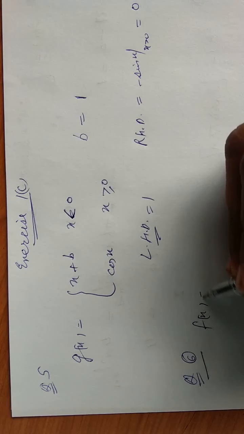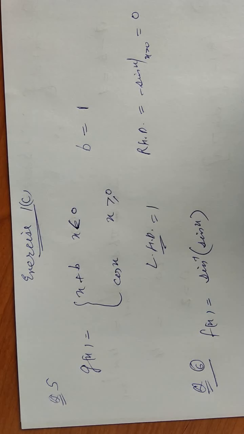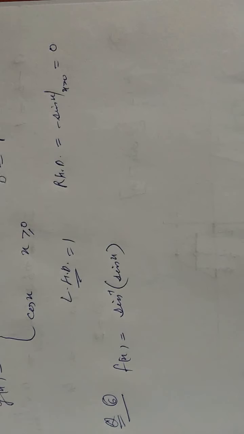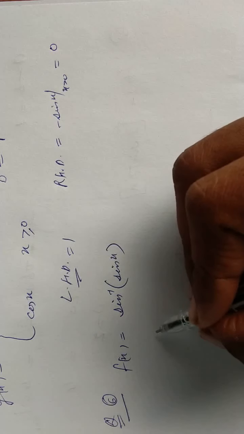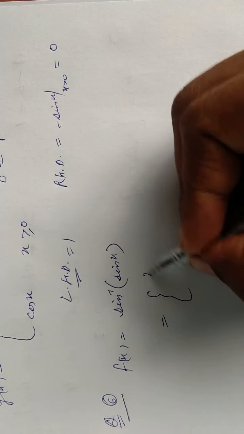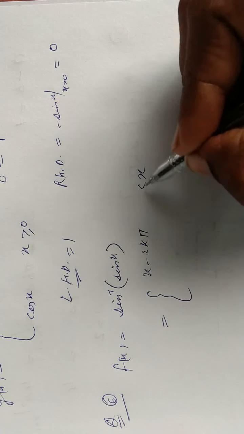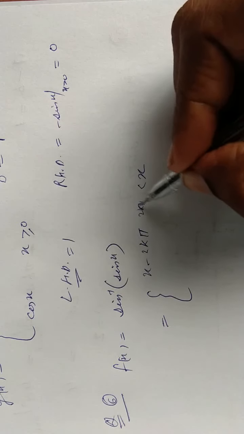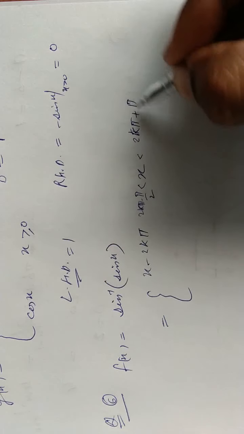So f(x) is equal to sin inverse(sin x). Since the range of sin inverse is between minus pi by 2 to pi by 2, we can break the function as f(x) is equal to x minus 2k pi when x varies from 2k pi minus pi by 2 to 2k pi plus pi by 2.